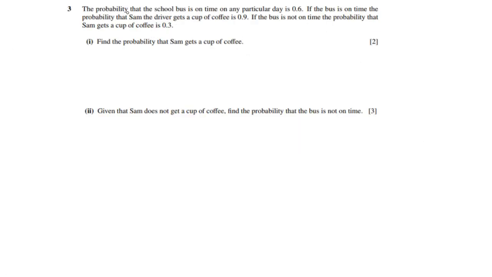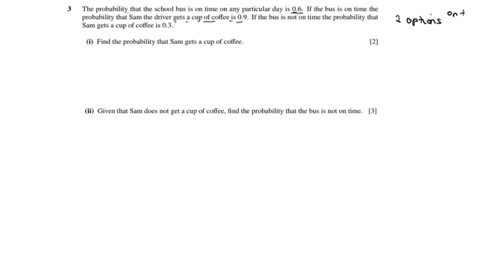All right, number 3. The probability that the school bus is on time on a particular day is 0.6. And if the bus is on time, the probability that Sam, the driver, gets a cup of coffee is 0.9. If it's not on time, then the probability drops. So we've got two options here.